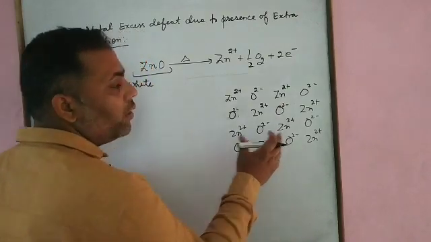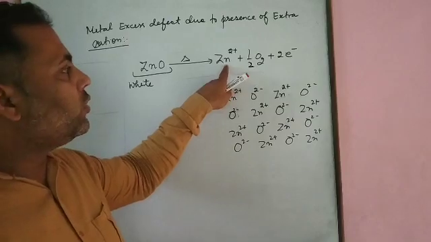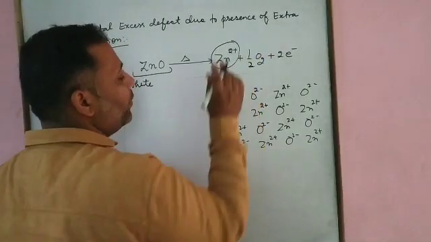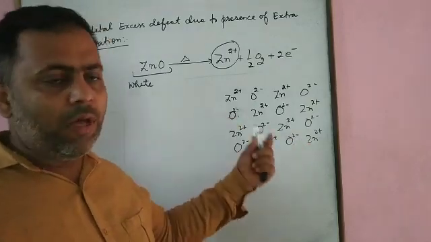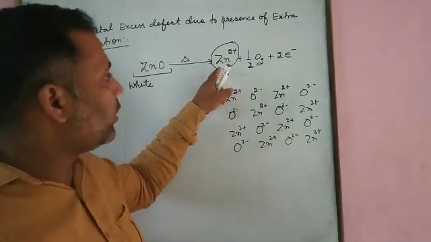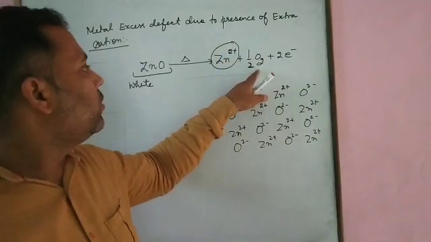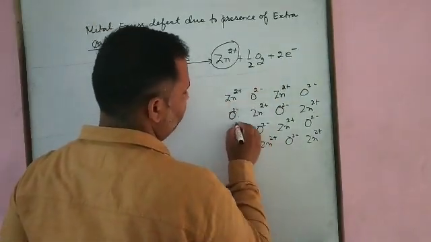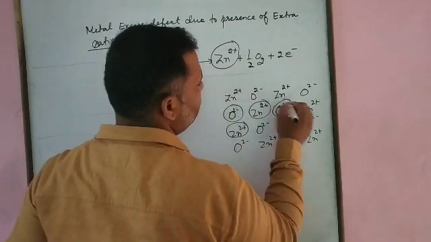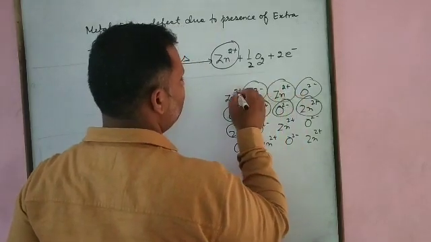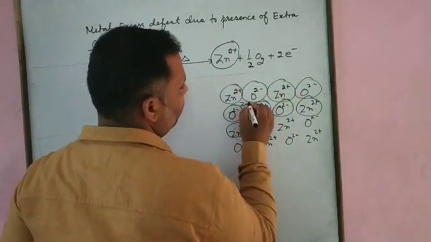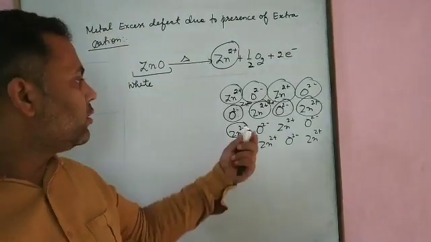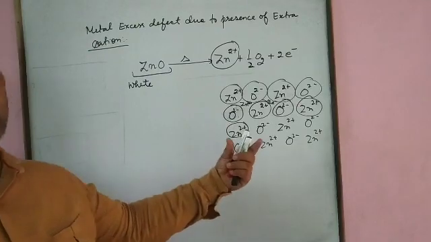When we heat zinc oxide, it is converted into Zn2+ and 2 electrons. In the stoichiometric composition, if we assume that one zinc oxide unit is lost, oxygen is liberated out. What is left is Zn2+ and 2 electrons. This Zn2+ occupies the interstitial site. If it occupies Zn2+, then the 2 electrons occupy the adjacent interstitial site. In this case, the electrical neutrality is maintained in this type of defect.